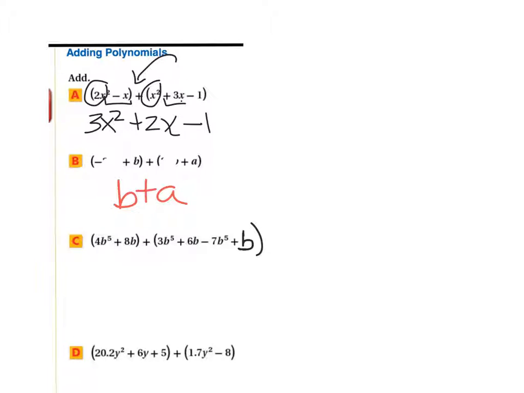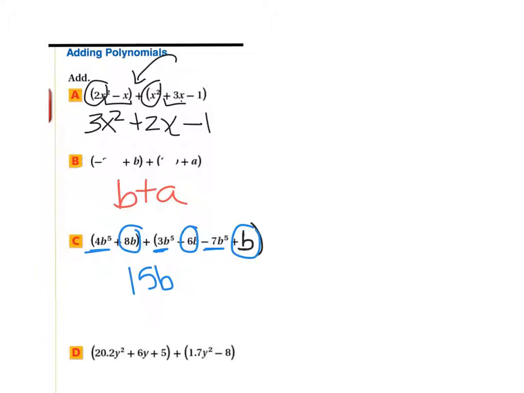So in example C, I'm looking at all of my b to the fifths first. Those cancel. I end up getting 7 minus the 7, it cancels. So all I have left is 8b, 6b, and positive 1b. So that adds to 15b. That's my final answer for C.